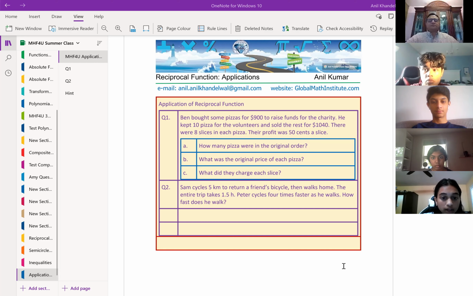Sam cycles 5 kilometers to return a friend's bicycle, then walks home. The entire trip takes 1.5 hours. Sam cycles 4 times as fast as he walks. How fast does he walk?